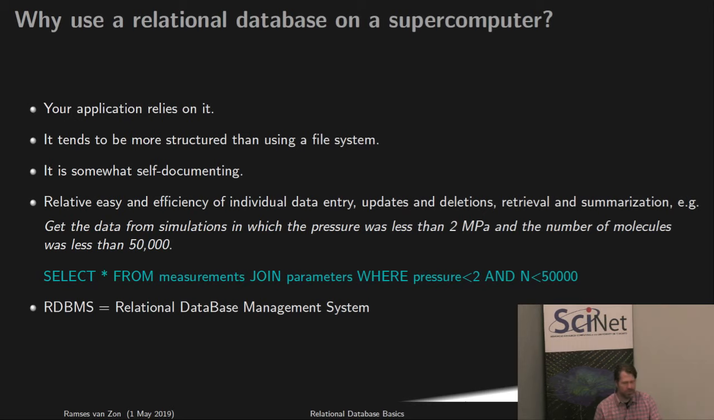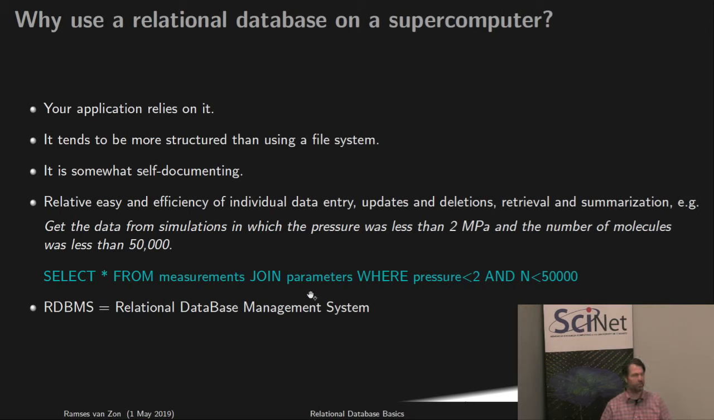Just a little example here of how you might retrieve some information from that database. This is a bit of SQL. Select star from measurements, join parameters where pressure is less than 2 and n is less than 50,000. This is to show that this is a fairly verbose language. What it means is that it selects all columns from 2 tables. One is called measurements, and the other is called parameters. And it joins them together as one big table. And it only selects those where the pressure is less than 2 and the n, which stands for number of particles, is less than 50,000.